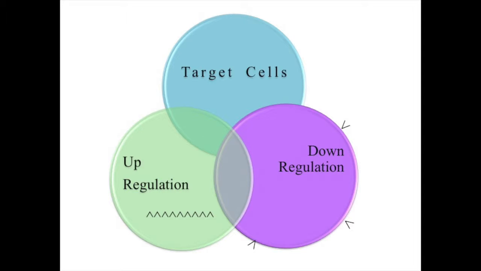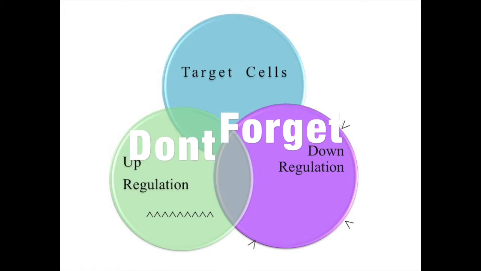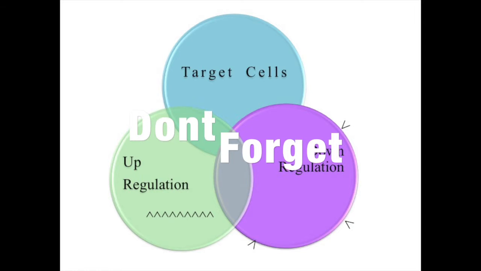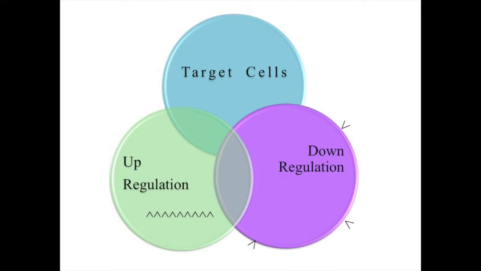Something that happens within those target cells is upregulation and downregulation. Upregulation, being the green circle on the slide, gives an example of more and more receptors being made within the target cell. Downregulation, being the purple circle on the slide, gives examples of less receptors being made. Both up and down regulation can occur inside and outside of the target cells.